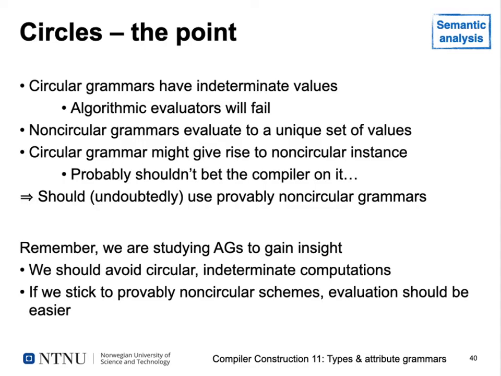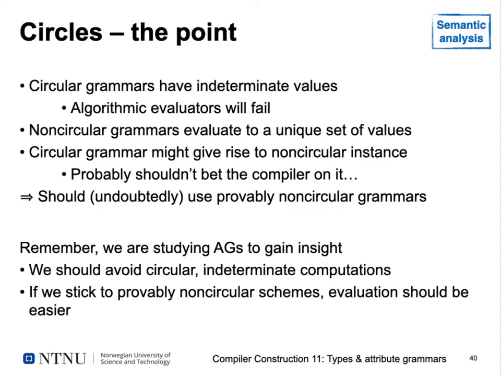So undoubtedly you should probably use grammars that are provably non-circular. Now, we're not discussing how to prove the circularity of a grammar here. That goes into too much detail for an introductory compiler lecture, but you should at least know that problems like these exist. Now remember, what we're doing here is studying these attribute grammars to gain insight.